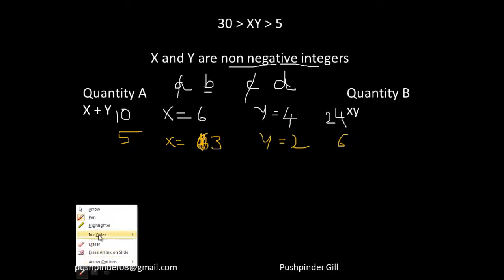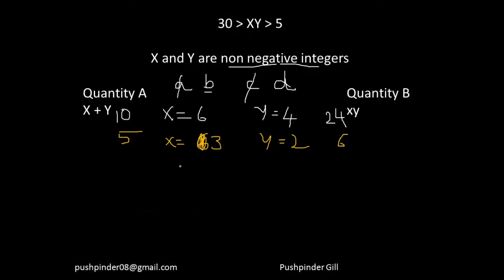Still I got B greater than A, so I need to get A greater than B. Let me pick another value and let's see. Let's suppose I pick x equals 2 and y equals 2. Now, what is 2 plus 2? 4. What is 2 into 2? 4. But it's not meeting my condition. It has to be greater than 5.